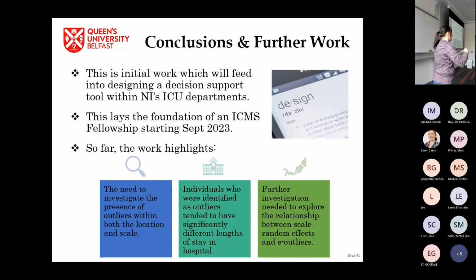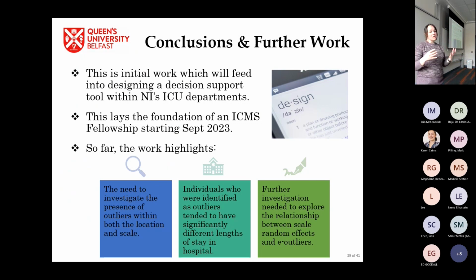So essentially, just to conclude then, this is definitely initial work, just to give a feel of what's in the data set, to illustrate how we can use robust mixed effects models or robust location scale models to help inform clinicians. And essentially the goal is to design this decision support tool that we can then implement in the ICU departments. As I said, it's initial work for the fellowship that's going to start in September.